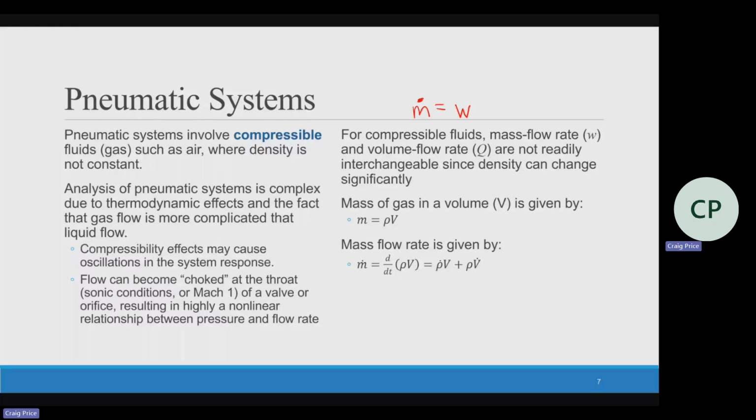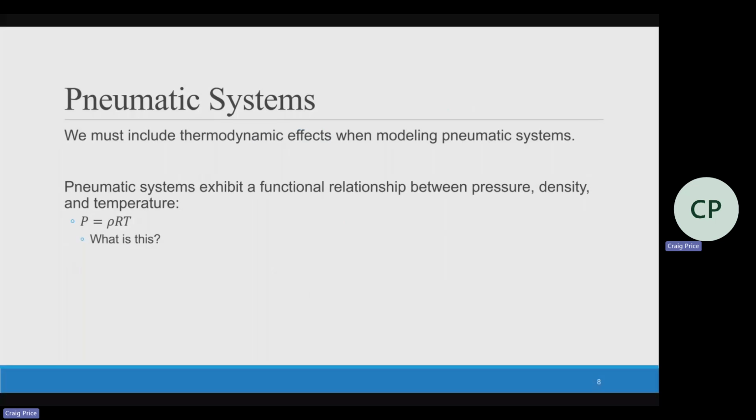The other thing that makes it more difficult than hydraulic systems is thermodynamic effects. So in this equation, we have a relationship between pressure, density, and temperature, the ideal gas law. So the higher the temperature, the more pressure I'm going to have, right? The gases are much more affected by what that temperature is. So that's kind of what we're looking at today.